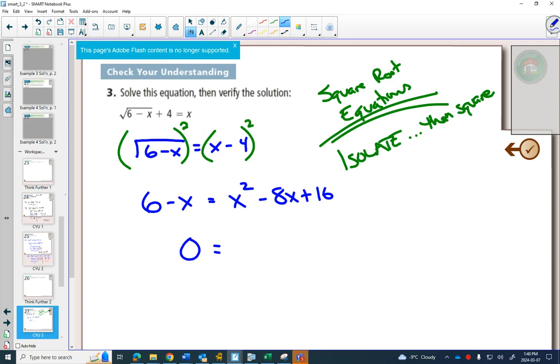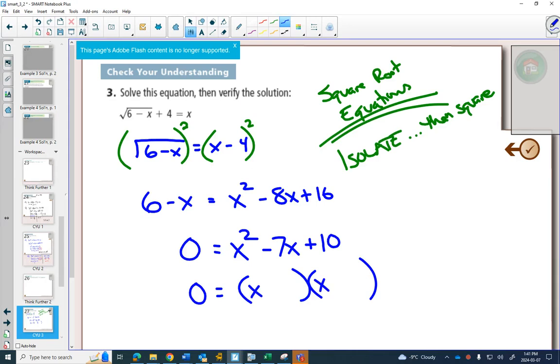I'm going to move my 6 over, move my x over. How would I move my x over? I'd add x to both sides. That will leave me with negative 7x. How would I move the 6 over? I'd subtract 6 on both sides. Gives me plus 10. And then we factor. I already wrote the equals 0 right away, so I wouldn't forget it.